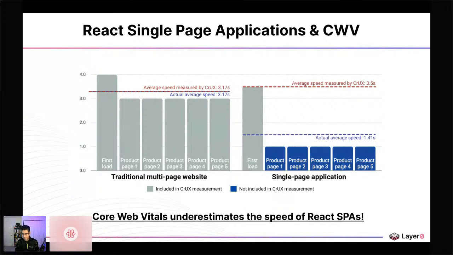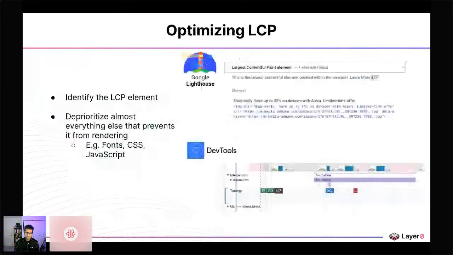So the Chrome team is aware of this and they're working on fixing it. They're doing a lot of research on this. Maybe by 2022, they'll have fixed it. But in the meantime, know that Core Vitals is underestimating the speed of your React single page application. That doesn't mean you shouldn't invest in a single page application. Just know that if you're comparing yourself against a multi-page site, there may be discrepancies and differences.